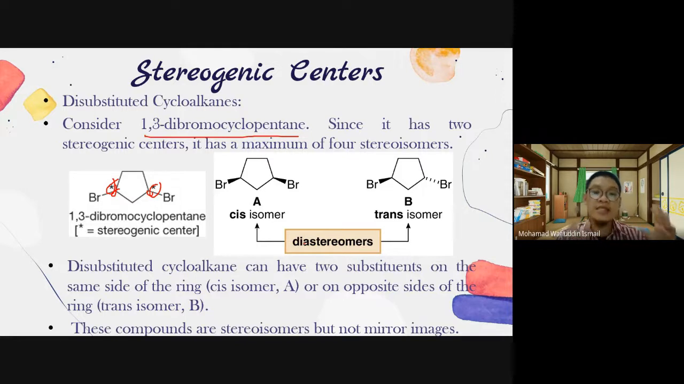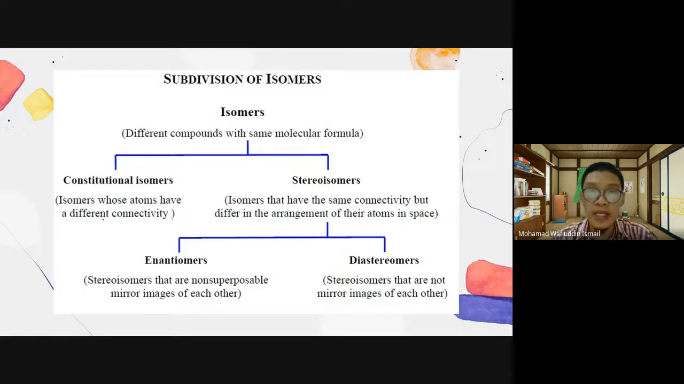Enantiomers are stereoisomers that have stereocenters that cannot be superimposed. But diastereomers are stereoisomers that can be superimposed. The difference is that with diastereomers, it's easier to look at the cis and trans isomers. That's the difference between diastereomers and enantiomers. Here is how we differentiate between isomers and so on.